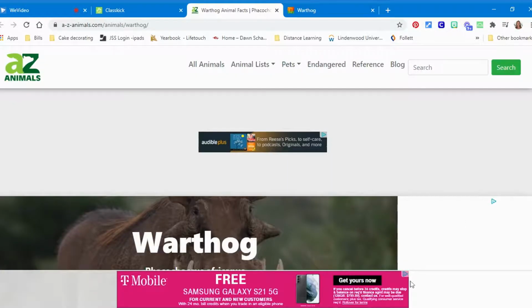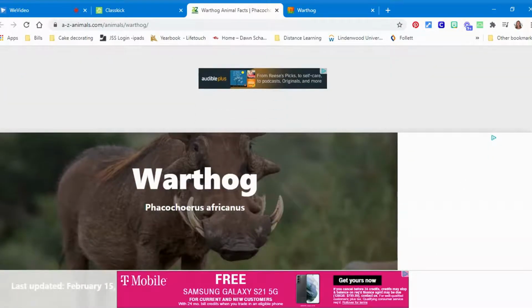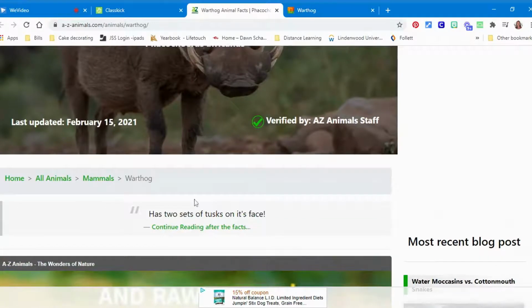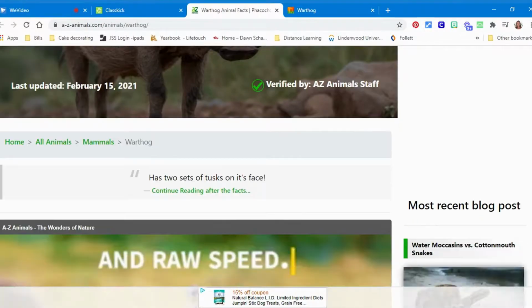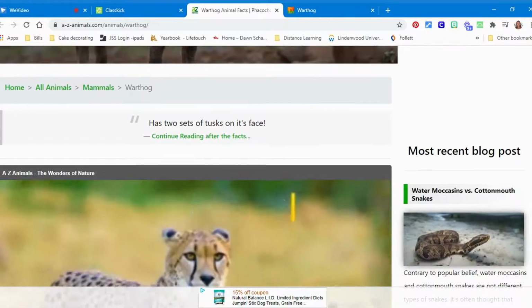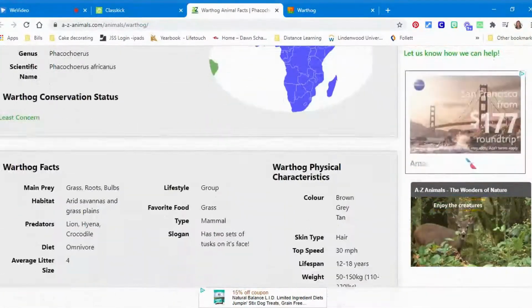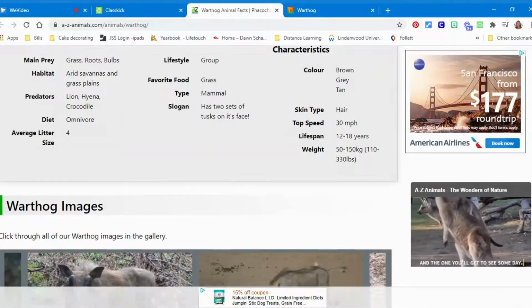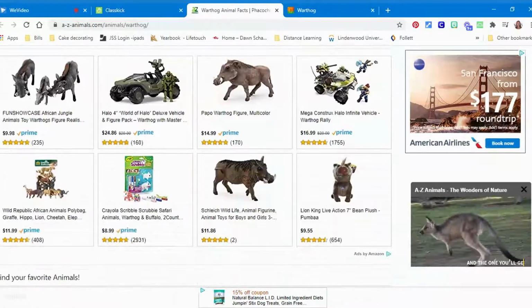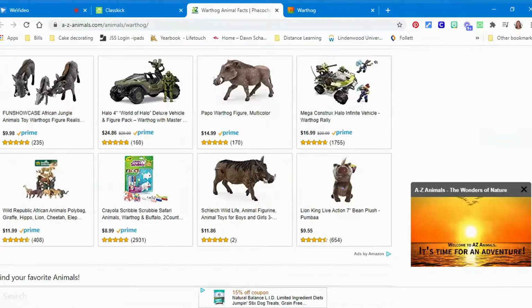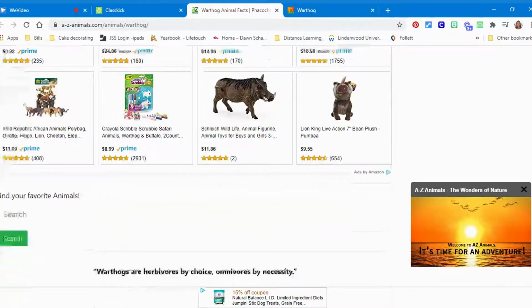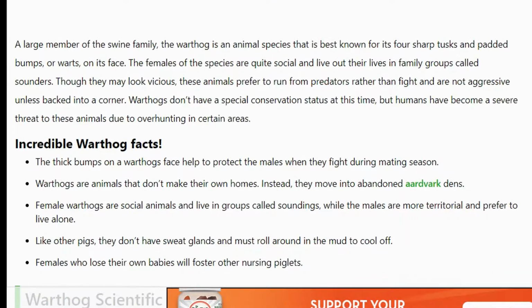And you need to know that there are lots of ads on A to Z. Please just ignore the ads. So when I get here to A to Z, I see that it says it has 2 sets of tusks on its face. Well, I've already said that it has 4 tusks, which is 2 sets of 2. So I'm going to scroll down to see what else I can find. Now, remember how I said A to Z does have lots of ads. And see, here are all the different ads by Amazon. Ignore those. Scroll on past that.